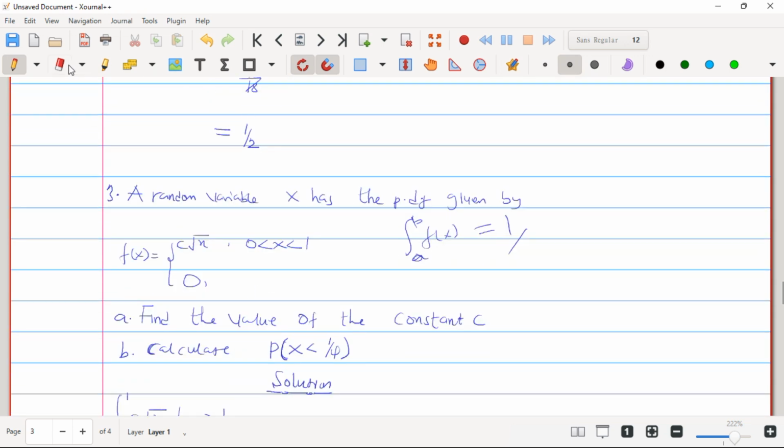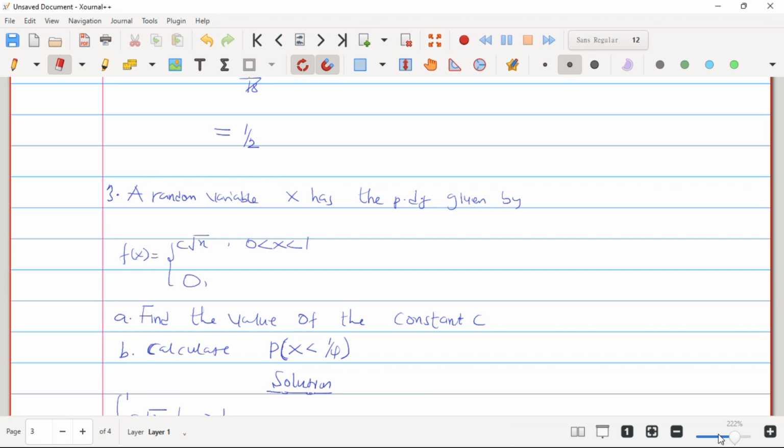Yes. So this is our third question that we are coming to solve, right? So we are saying that a random variable X has the PDF given by f of x.